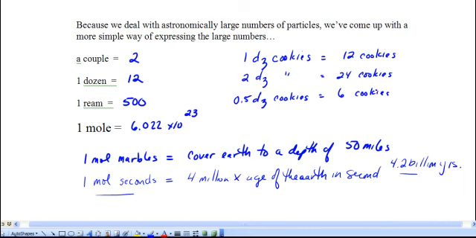So just like you can have a full dozen, more than 1 dozen, a partial dozen, you can have the same thing with moles. You can have 1 mole, 2 moles, 100 moles, a half a mole, a quarter of a mole, whatever the case may be.